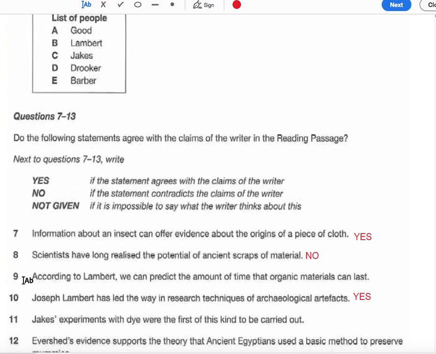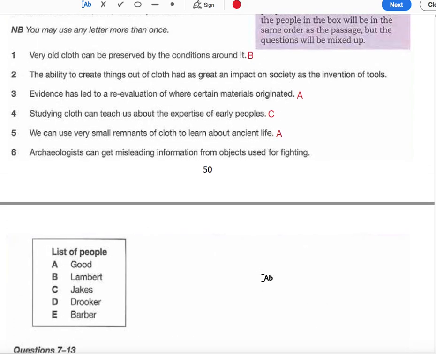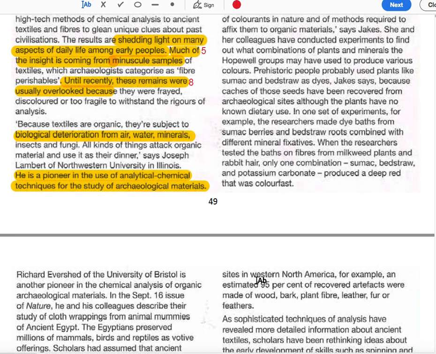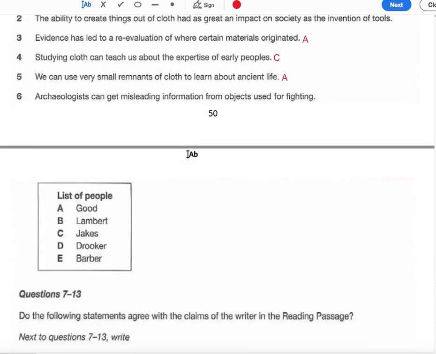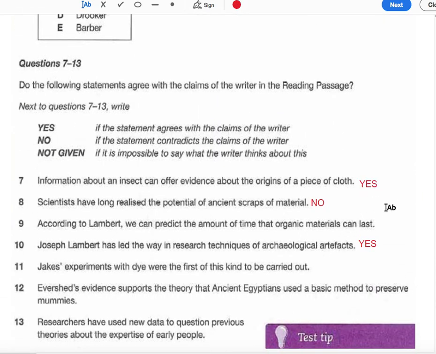So that means that question 9 has to be between them. Something about predicting how long the materials last. Let me look carefully. Here's 8. Here's 9. So it has to be K, subject, all kinds of attack. I don't see anything about predictions. It's not talking about we can predict right here. So for that reason, number 9 is not given. Okay? Good.